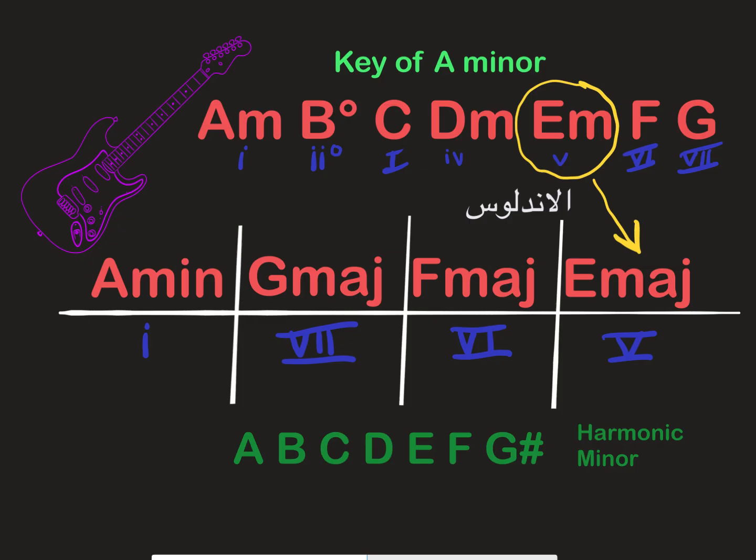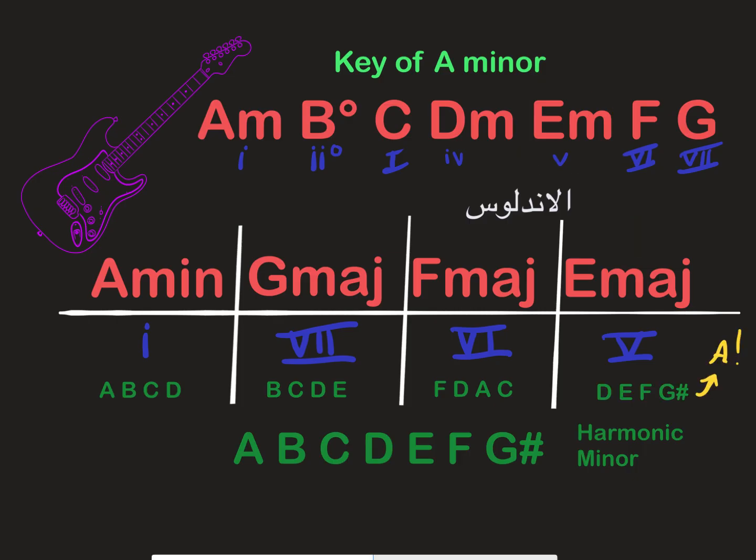1, A, B, C, D. 7, B, C, D, E. 6, F, D, A, C. 5, D, E, F, G sharp. That G sharp resolving up to A is what gives it that dramatic sound.